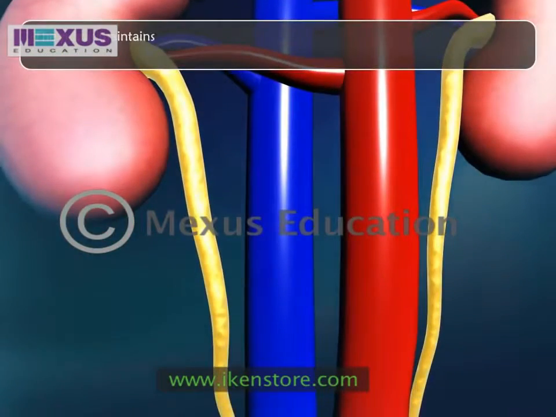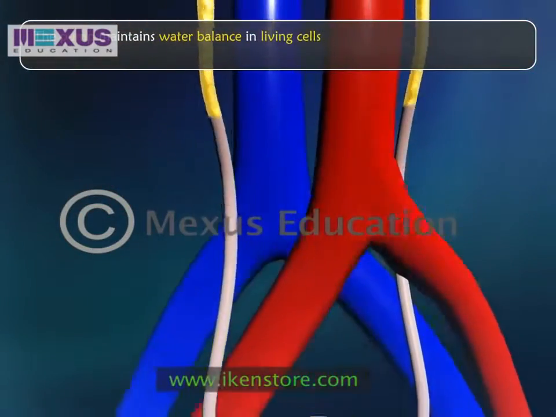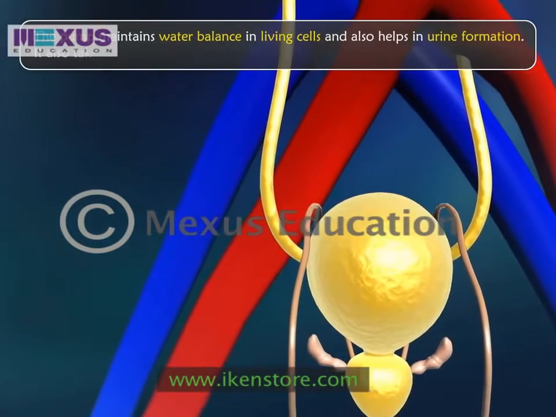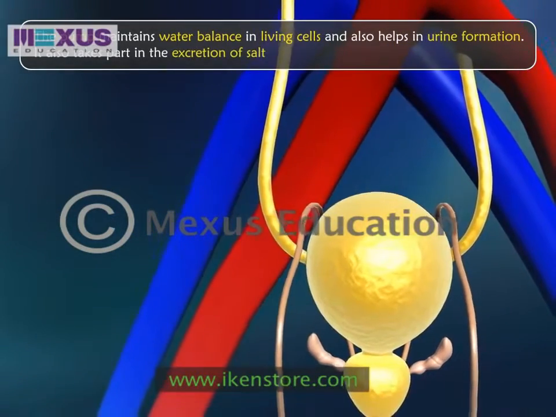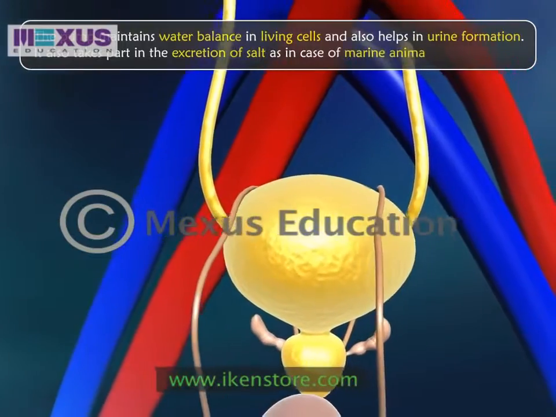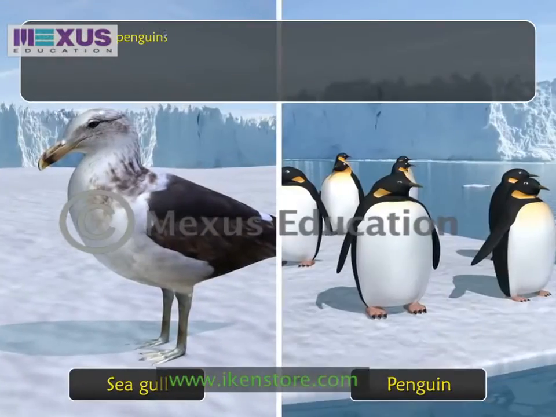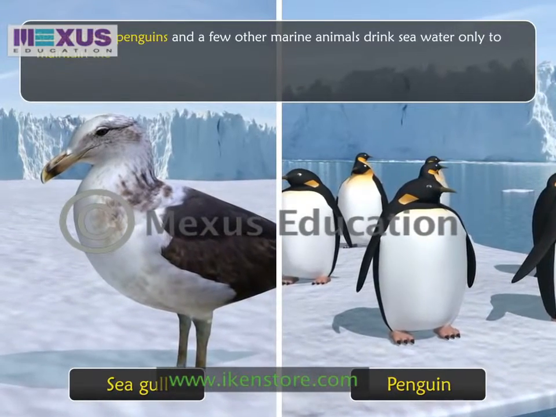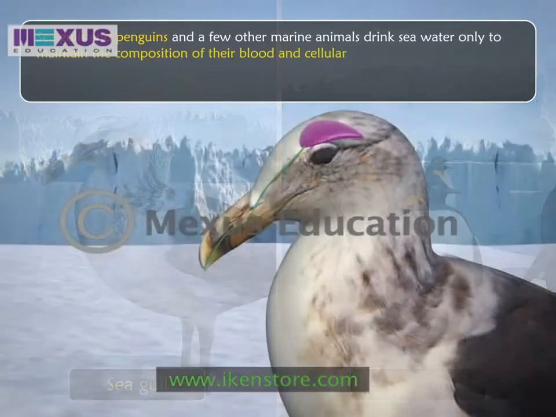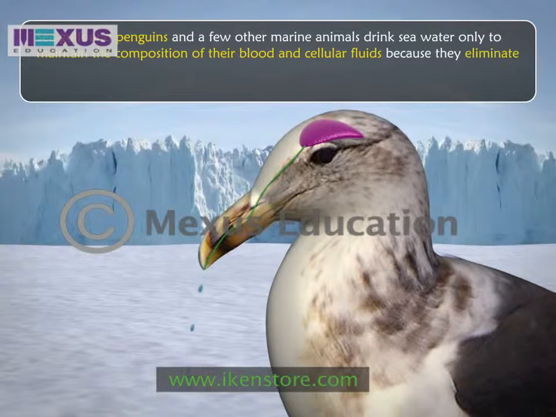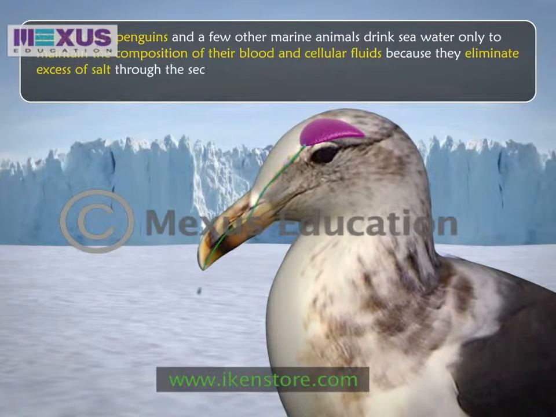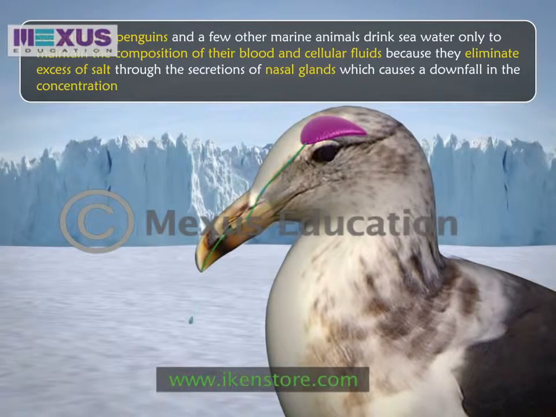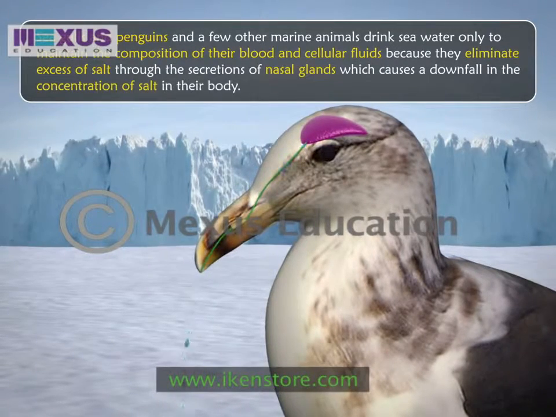The pump maintains water balance in living cells and also helps in urine formation. It also takes part in the excretion of salt, as in the case of marine animals. Seagulls, penguins, and a few other marine animals drink sea water only to maintain the composition of their blood and cellular fluids, because they eliminate excess salt through the secretions of nasal glands, which causes a downfall in the concentration of salt in their body.